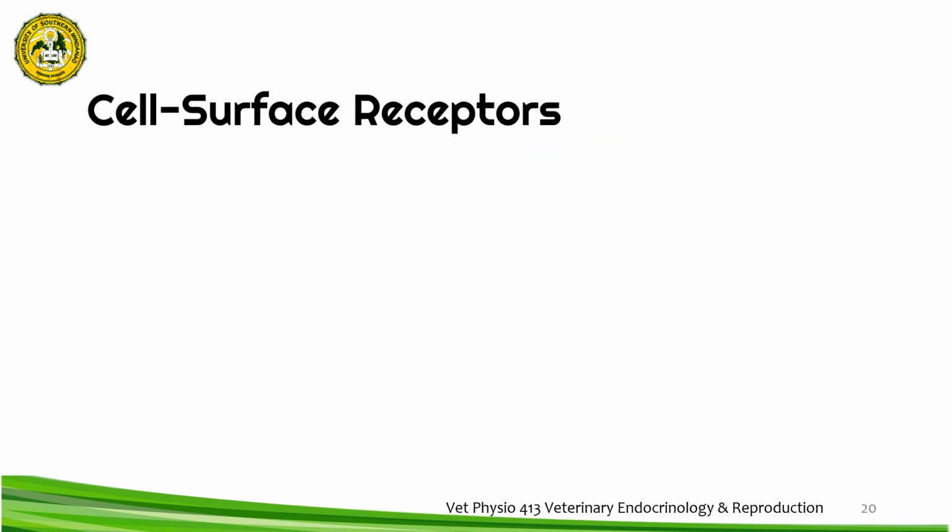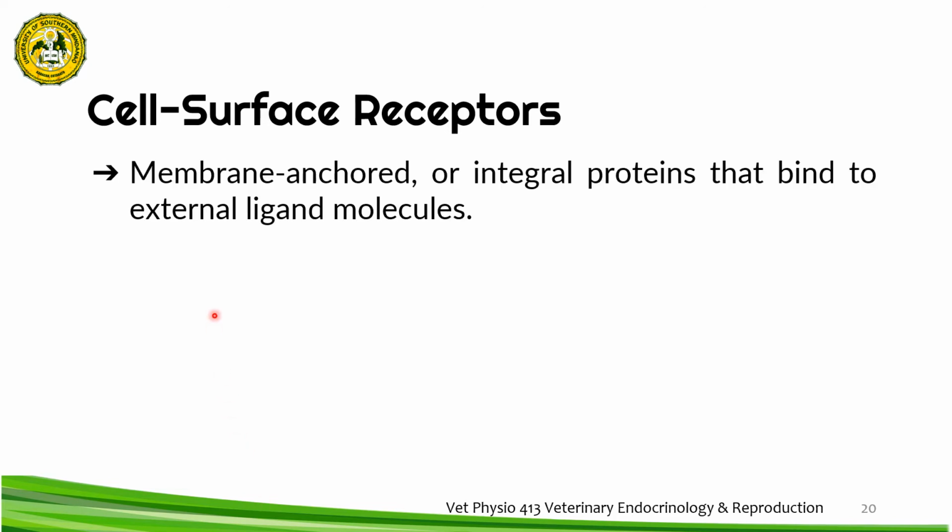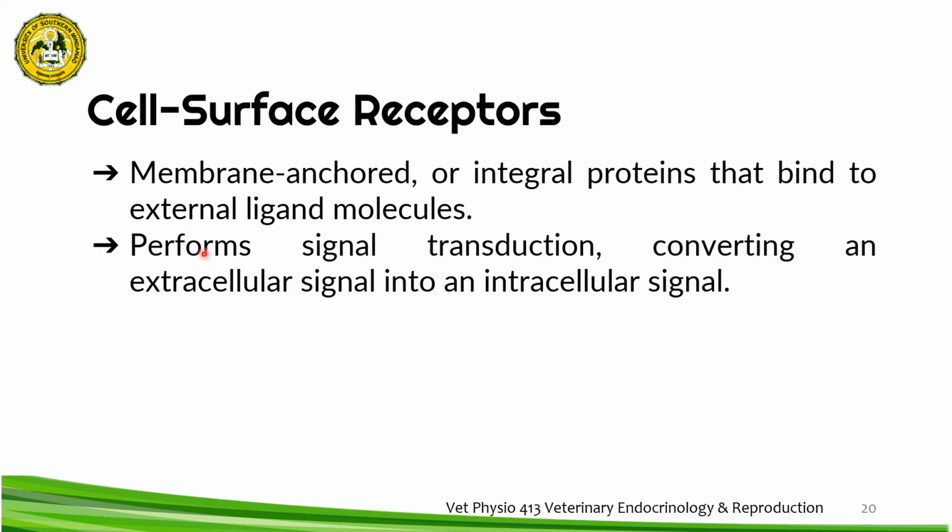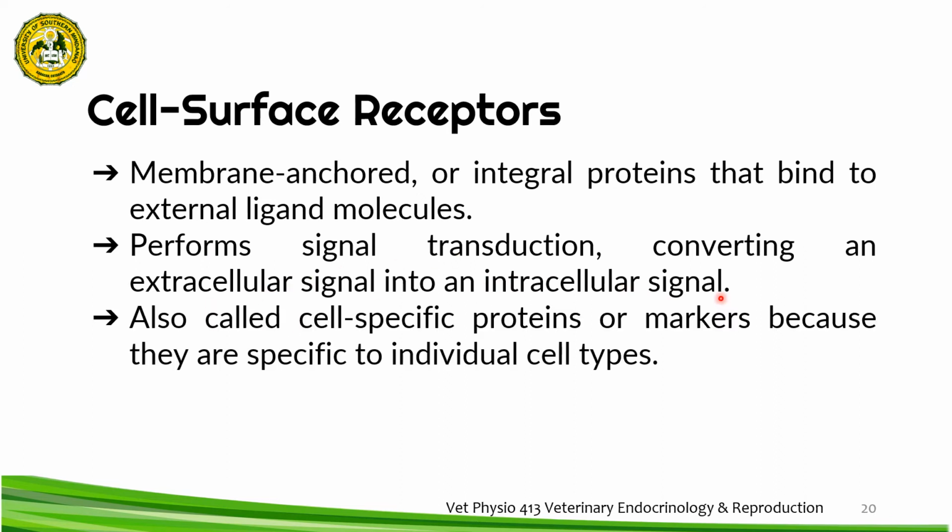Another type of receptor are the cell surface receptors. These are membrane anchored or integral proteins that bind to external ligand molecules. They perform signal transduction, converting an extracellular signal into an intracellular signal. They are also called cell-specific proteins or markers because they are specific to individual cell types.